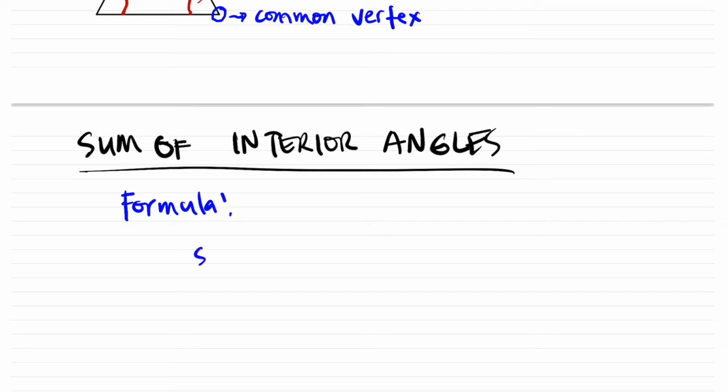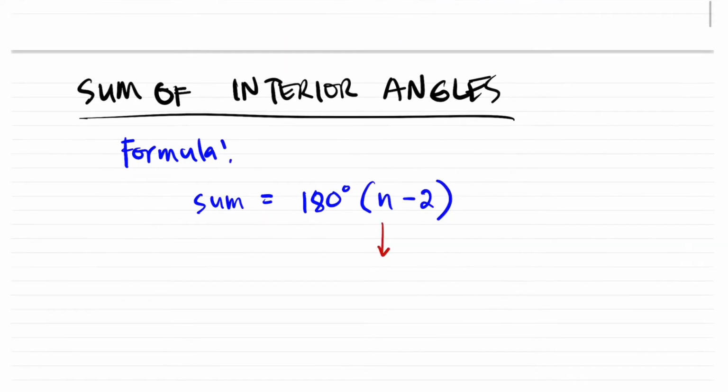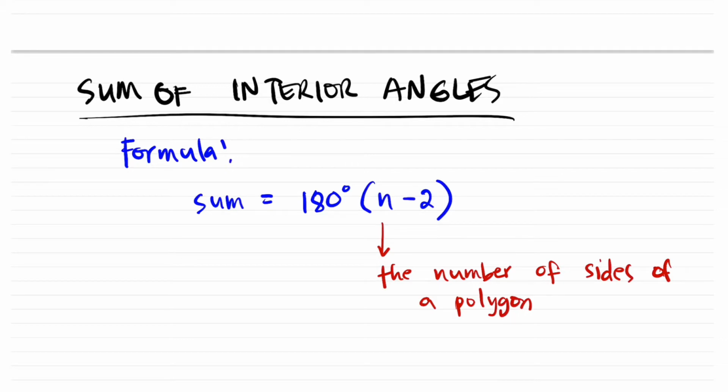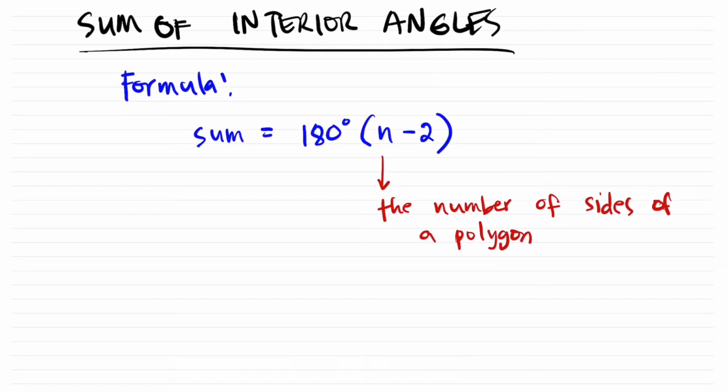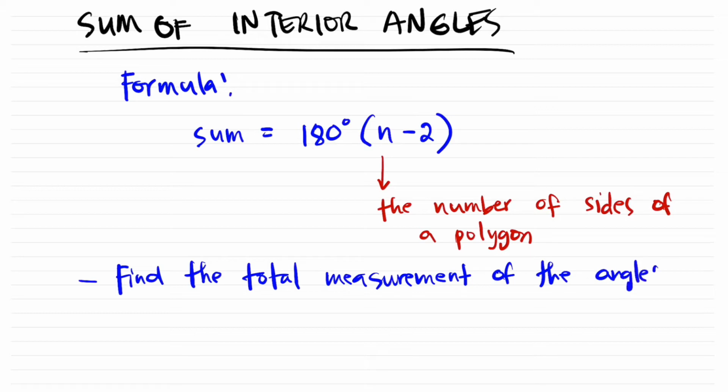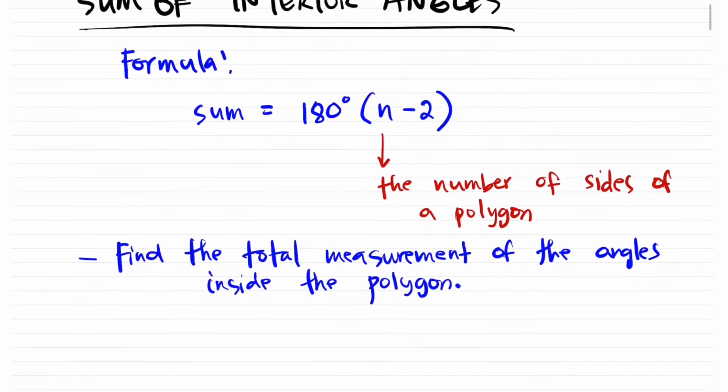So therefore the formula would be: sum is equal to 180 degrees times n minus 2, of which n means the number of sides of a polygon. Remember the formula for the sum of the interior angles. Sum means sum because we are trying to find the total measurement of the angles inside the polygon.